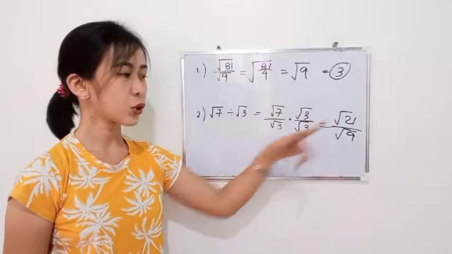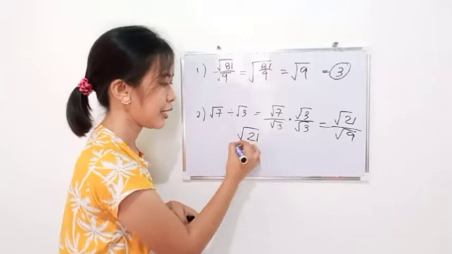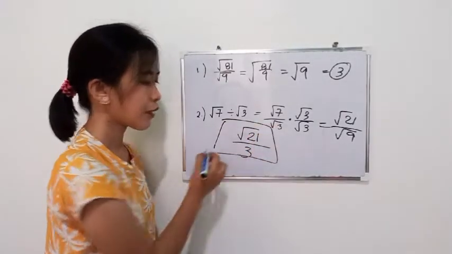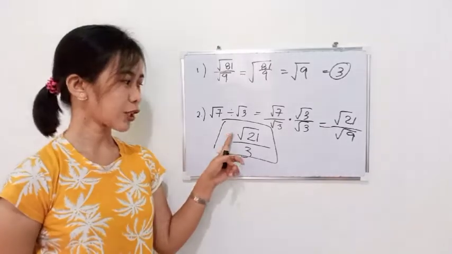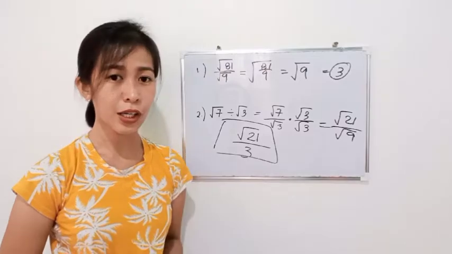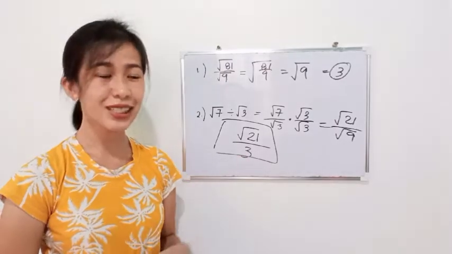And as you can see, si 21 ay hindi naman perfect square. Therefore, kopyahin na lang natin yan. And then, square root of 9 is 3. Ayan. And that is already the final answer. Since si 21 ay hindi na natin kayang i-simplify kasi wala tayong mahahanap na factor na mayroong perfect square. Alright? Ganun lang siya kasimple.